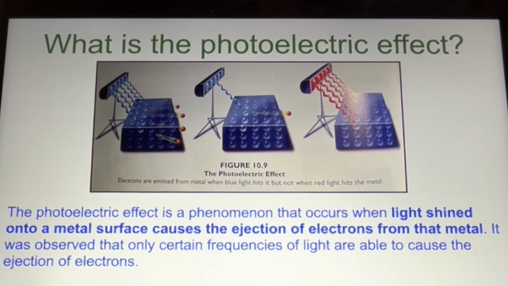So the photoelectric effect is a phenomenon that occurs when light shined onto a metal surface causes the ejection of electrons from that metal. It was observed that only certain frequencies of light are able to cause the ejection of electrons. Scientists could not understand how blue light could cause this, but red light could not, if light behaves like a wave. So that put a little bit of doubt into the fact that light only travels as a wave.